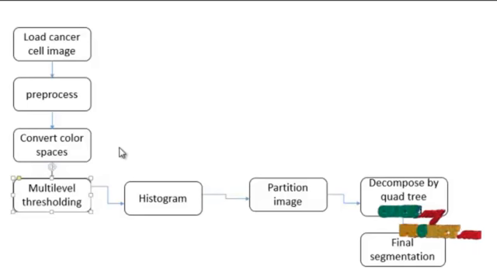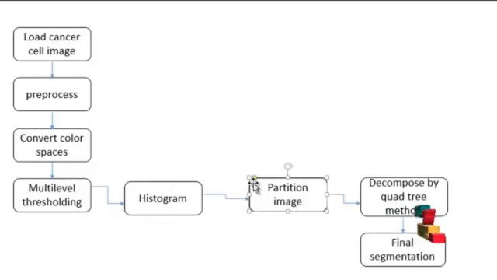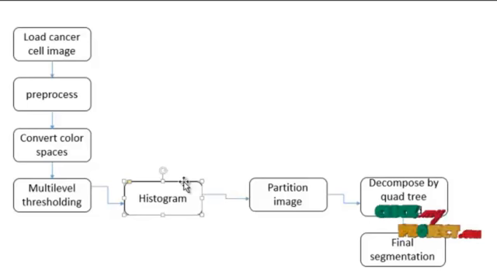Based on the thresholded points, we compute the histogram for the partitioned image. The image is partitioned into 16 blocks, that is 4x4 blocks. After that, we perform the histogram equalization. The histogram of the selected image displays the values of the selected regions. After that, we perform the decomposition by the quadri method. The quadri method decomposes the fused segmented image.